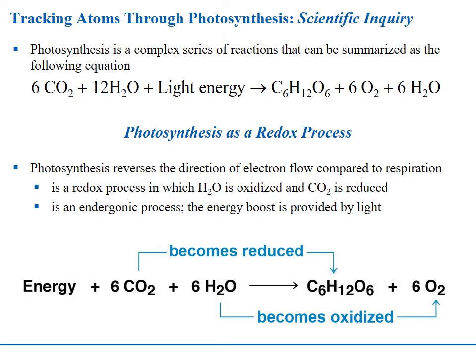Okay, so we're back to oxidation reduction reactions here, and we're going to talk about photosynthesis. Now, for exam purposes, this is the reaction that you need to be able to write. You should know that there are 6 carbon dioxide, 12 water, and light energy all coming into this reaction, and that from that reaction we get glucose, 6 oxygen molecules, and 6 water molecules.